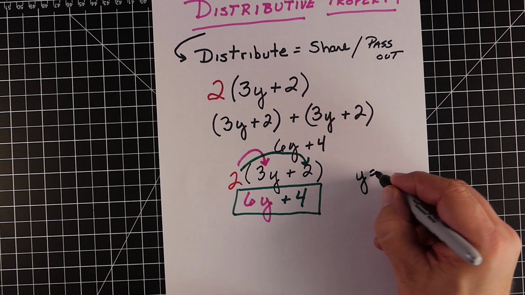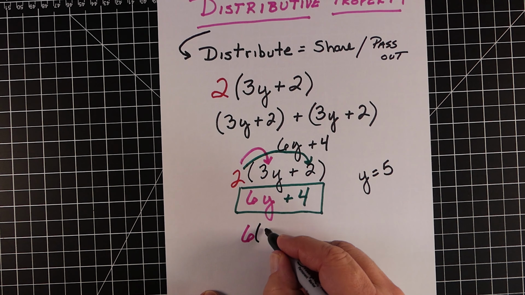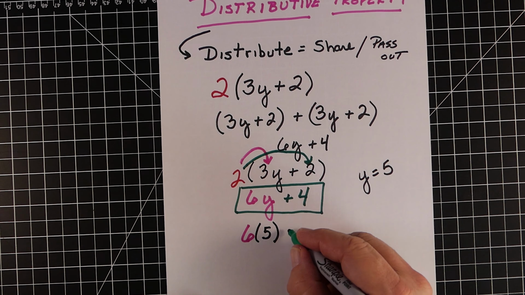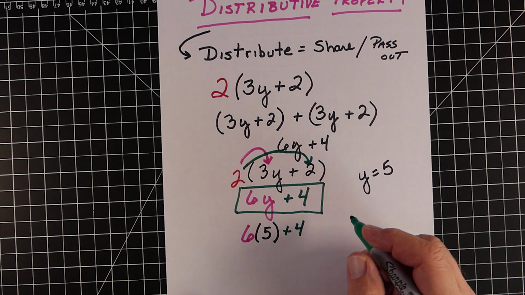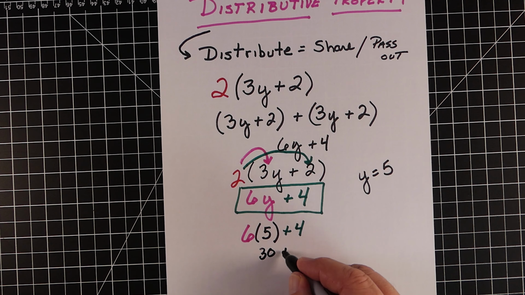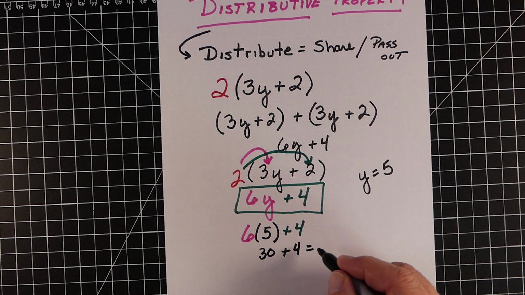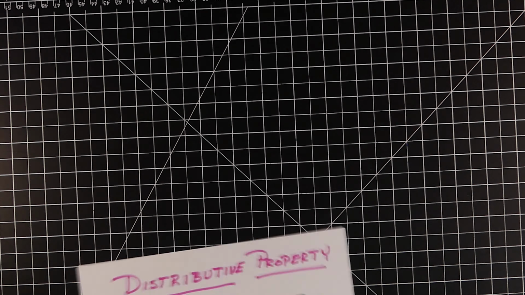Now let's say we want to evaluate this expression. And let's say we decide to make y equals 5. So we would just substitute the 5 for the y. So on the left here we'd have 6 times 5, which would equal 30, plus 4. And that would give us 34.